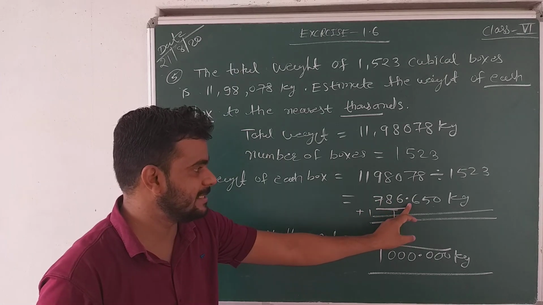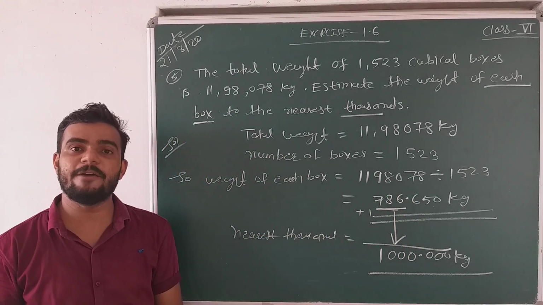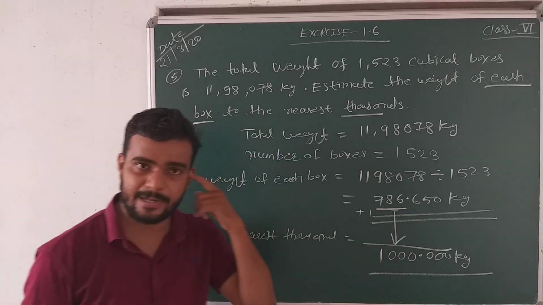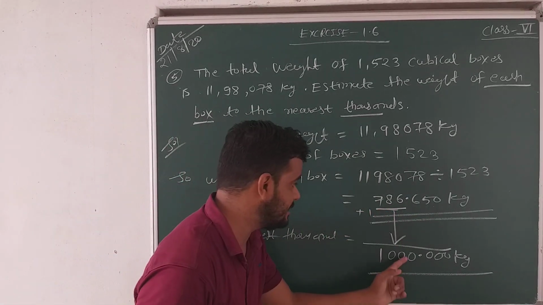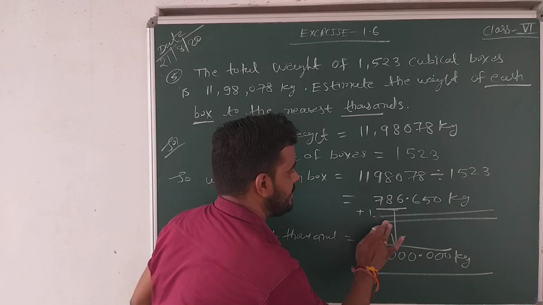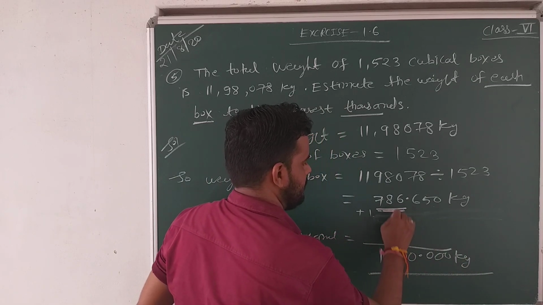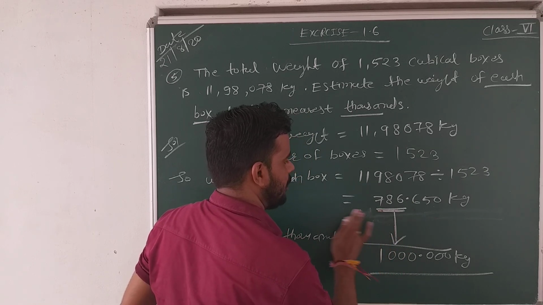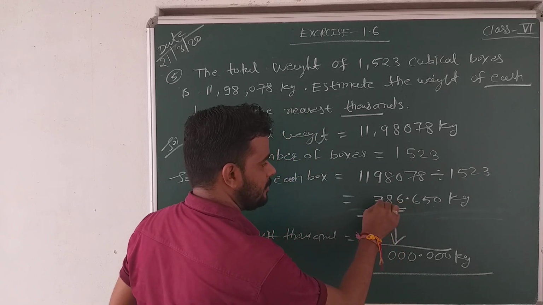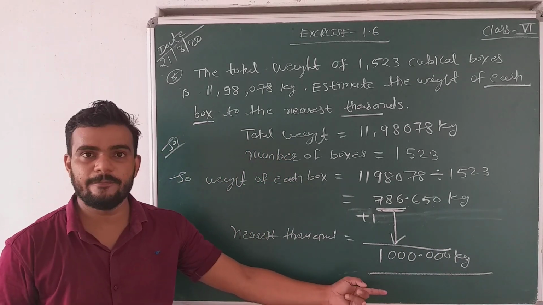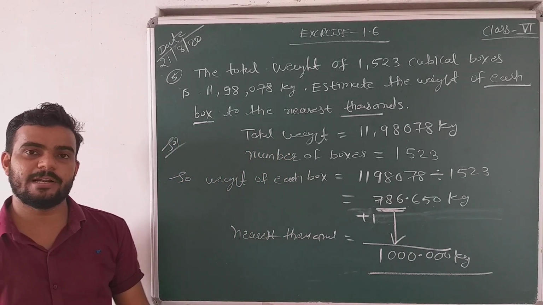786 is less than 500 or more than? Already we know that 786 is more than 500. So instead of 786 we will add 000, and in the front of 786 we will add 1. Then 0001 is 1.000 kg. This is your round up answer. Okay, so take the screenshot and write in your notebook.